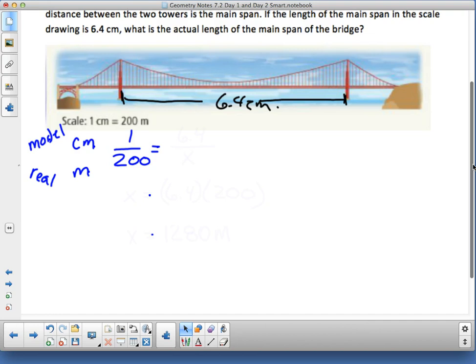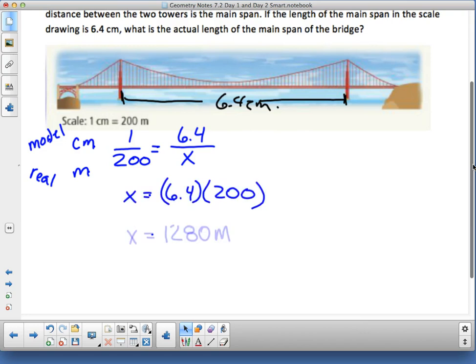Here's the thing. What is the actual real distance across the Golden Gate? So we got 6.4, and I put it in the centimeters area, so my answer I'm finding is going to be in meters. After I do all this setup, it's algebra land time. I know how to solve this. Cross product. But know what units you're finding. So I cross multiply. I got 6.4 times 200. I pop it in my calculator and I'm going to get 1,280 meters.